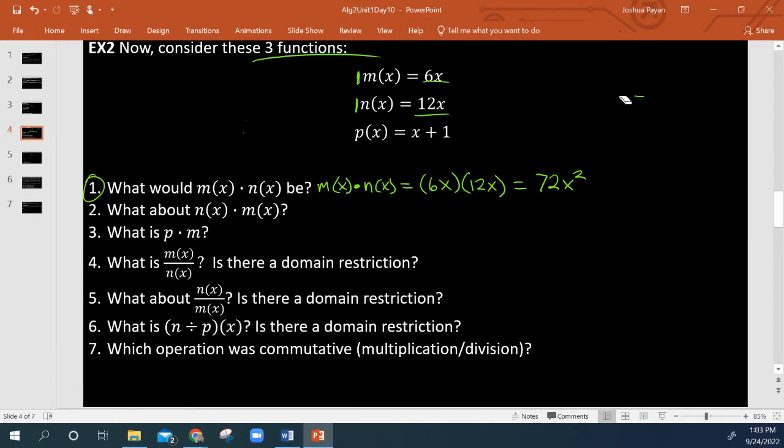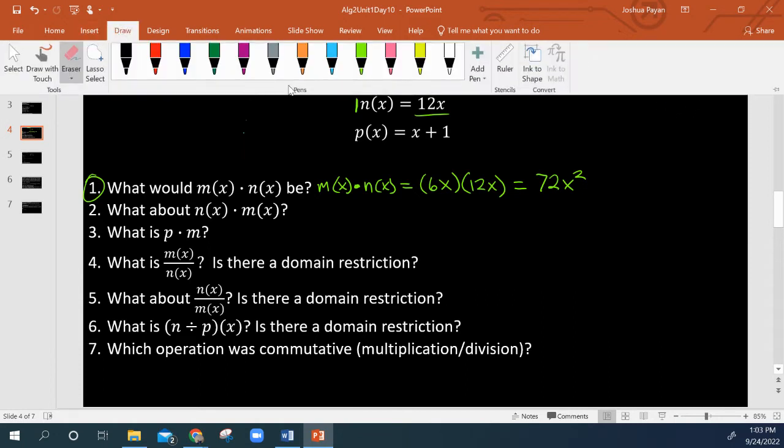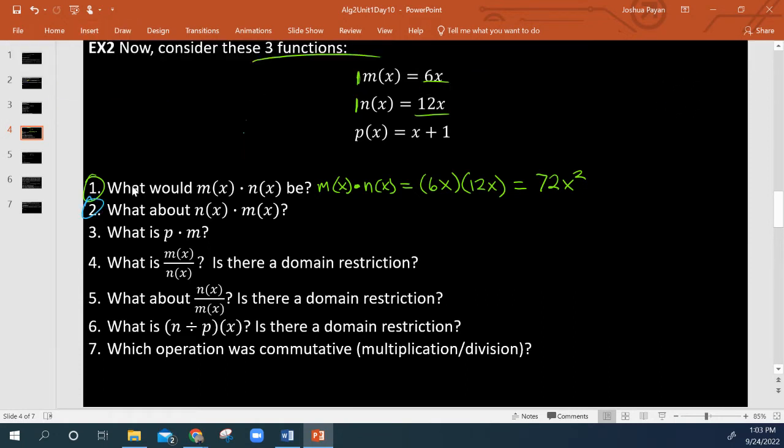Okay. So let's look at the next one. Next one says, well, what about n times m of x? So now we're going to do n times m for short, right? And that's just going to switch us around. So now we're doing 12x, so that's n, times m, which is 6x, right? And we're going to get the exact same thing, 72x squared, right?